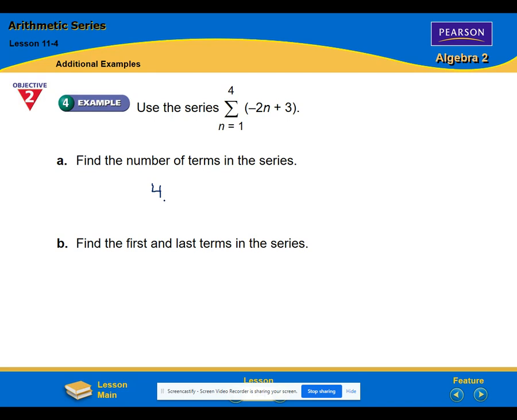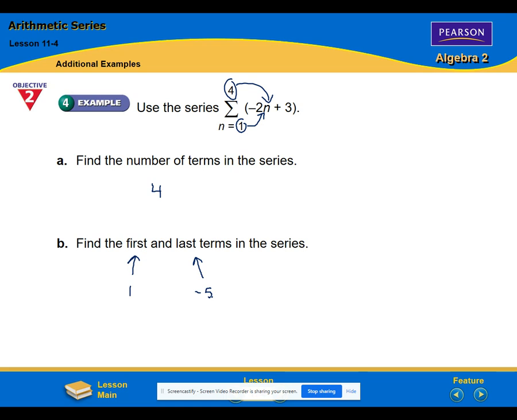And then it says find the first term and the last term. That's easy enough. All you need to do there is plug 1 in for n and then plug 4 in for n, and you'll have the first and last terms. Negative 2 times 1 is negative 2, plus 3 would be positive 1. The first term would be 1. Negative 2 times 4 would be negative 8, plus 3 would be negative 5. The last term would be negative 5. Okay, so they wanted the number of terms 4, the first term would be 1, and the last term would be negative 5. And why do they ask all that information?